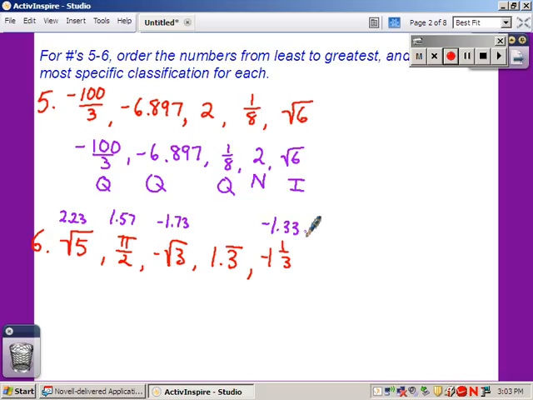Okay, so where's our most negative number? It looks like that's this one. So I'm not going to write negative 1.73, I'm going to write negative square root of 3. That one. Here's our second most negative one, which is negative 1/3. Then looks like 1.3 with the bar over it. Pi over 2. And finally square root of 5.